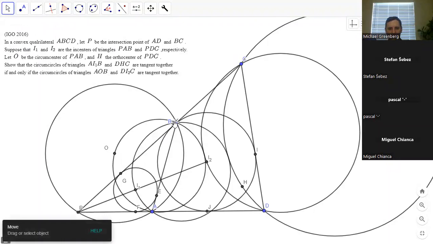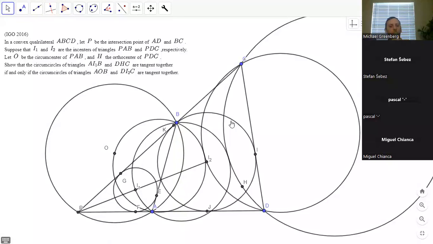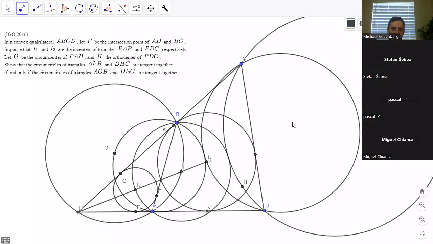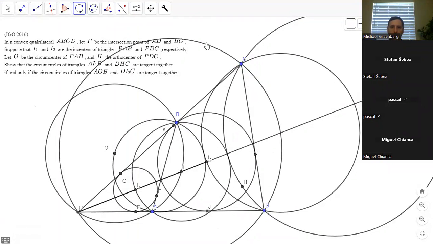This problem looks a little tricky. Let's see. What does it mean for these to be tangent? AI1B. We can kind of define that circle by the incenter-excenter lemma, right? So this point should be the center of it. And DI2C, we can do the same thing, right? So let's draw this whole ray. Let's see. If I draw the circumcircle PCB, this is going to be the midpoint of the arc, and that's going to be the center of that circle.